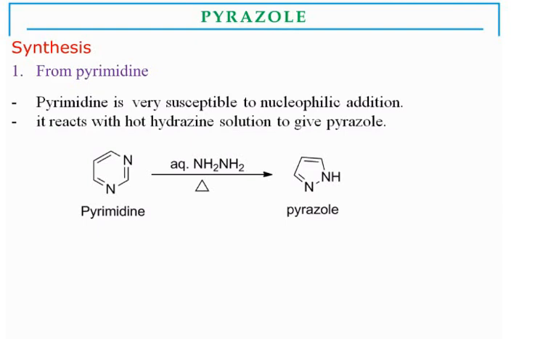Now synthesis of pyrazole. First, synthesis from pyrimidine. You can see the structure of pyrimidine, a 6-member ring with 2 nitrogens. It undergoes reaction with aqueous hydrazine. On heating, this 6-member ring is converted into a 5-member ring with 2 nitrogens, but both nitrogens are not the same in pyrazole. Pyrimidine is very susceptible to nucleophilic addition. It reacts with hot hydrazine solution to give pyrazole.